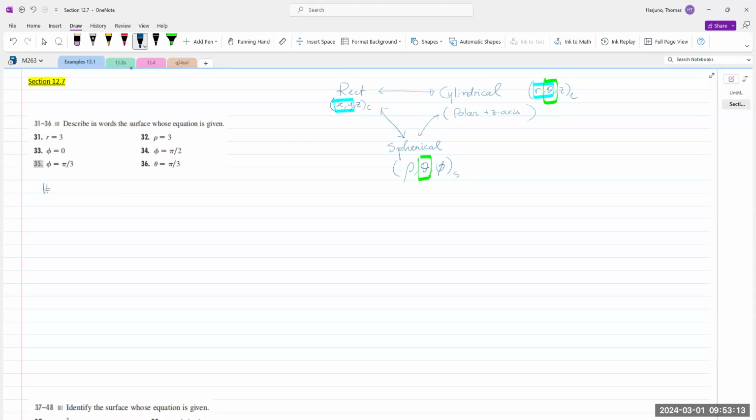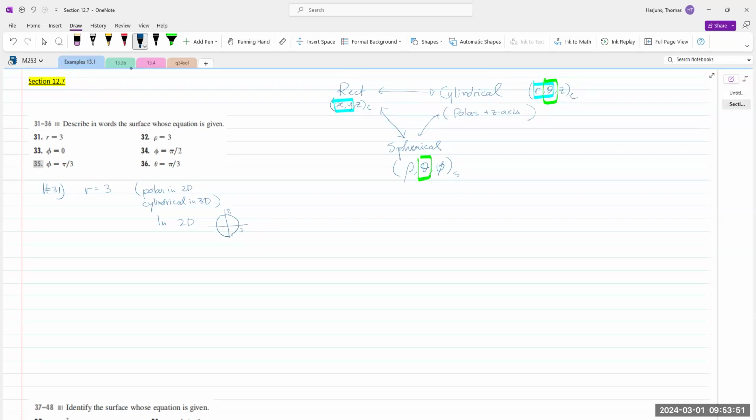Number 31. Describe the surface whose equation is given by r equals 3. Now, because it is r, we know that's polar, I'm sorry, it's polar in 2 dimensions and it is cylindrical in 3D, right? In 2 dimensions, it's basically a circle with radius 3 centered at the origin.